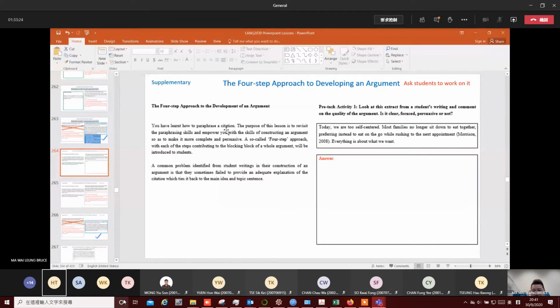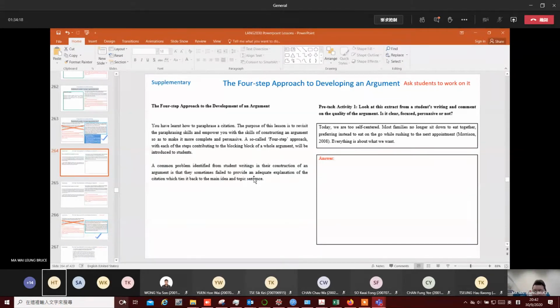You have learned how to paraphrase a citation briefly. The purpose of this activity is to revisit the paraphrasing skills and empower you with the skills to construct an argument in order to make it more complete and persuasive. Forget about the four-step approach. A common problem identified from student writing in the construction of an argument is that they sometimes fail to provide an adequate explanation of the citation, which ties it back to the main idea. So many students, by the time they do the citation, put the cited source and the paraphrase there, but the paraphrase doesn't connect well with the previous ideas, or is not explained thoroughly. Do you see what I mean here? So we don't know how you are going to use the paraphrase to support your claim.